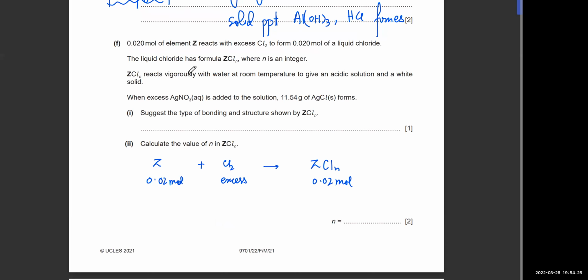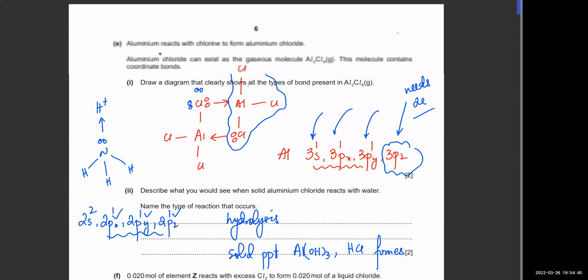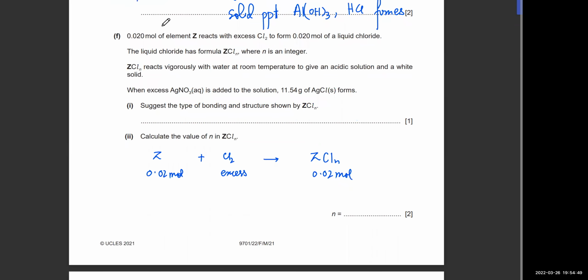So he's saying it reacts vigorously with hot water to give an acid solution and a white solid. So it's a liquid chloride. First of all, liquid. What could be liquid? Did he mention Z anywhere? I don't think he mentioned Z. But it's a liquid. Now, is it ionic or covalent? Those are the only two possible options.